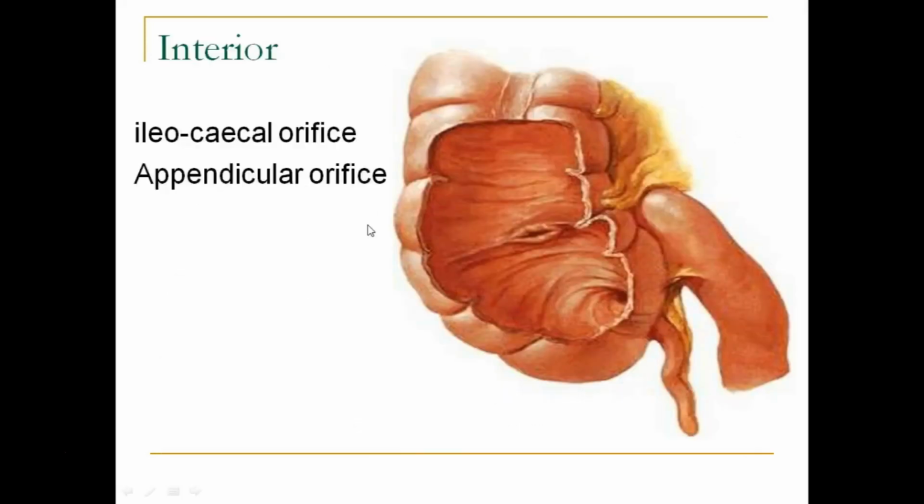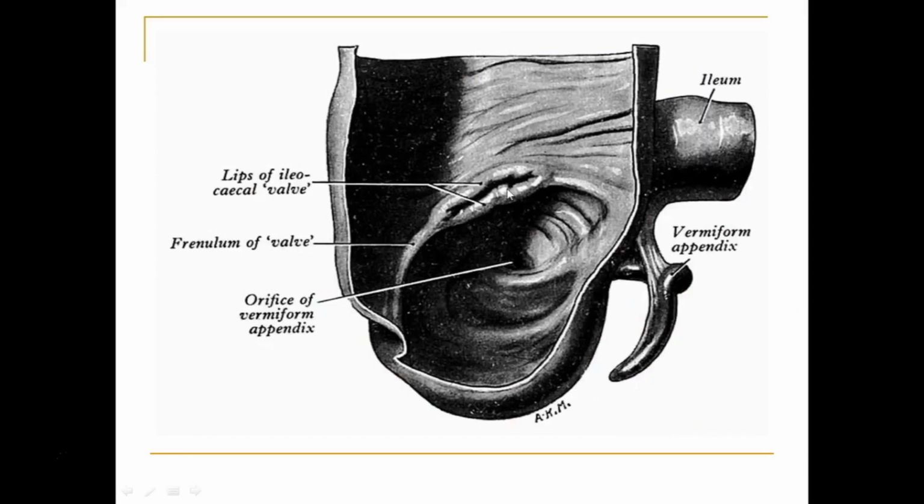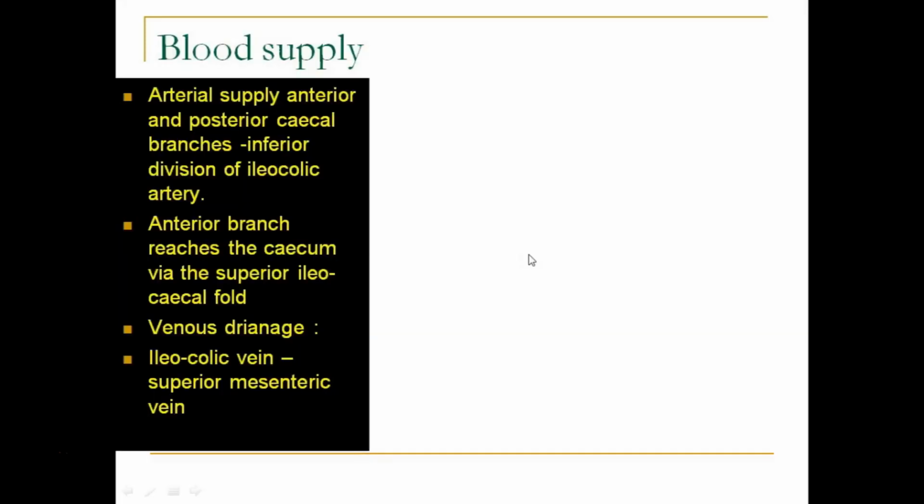And talking about the interior of the cecum, we have two openings. One is the ileocecal orifice, another one is the appendicular orifice. So here you can make out the upper one we will call the ileocecal orifice. This is the appendicular orifice here. So the ileocecal valve and the appendicular opening, these two are present in the interior of the cecum.